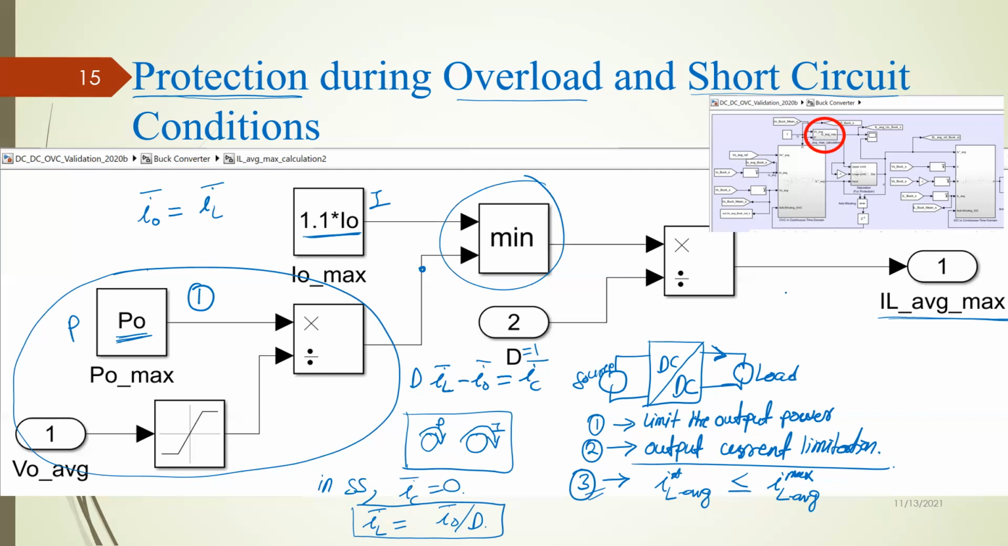This way you can convert your output maximum value to the maximum required IL average star, or IL average maximum. This maximum goes as an upper limit for saturation. So this is your saturation block, and here the upper limit will be IL max and the lower limit will be minus IL max. This decides your saturation limits, and then your control works along with that. This is very important for protections.